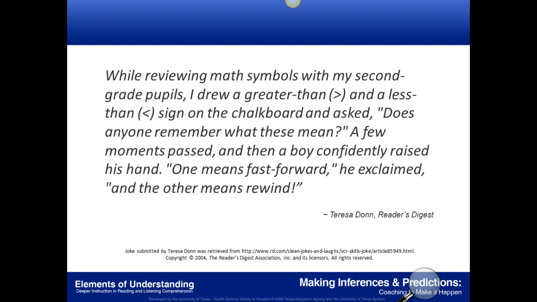The text clues in the joke that helped you to make that inference included the symbols as well as the words fast forward and rewind. You also used your background knowledge of DVD or VCR players. You know that these are the symbols on recording machines and what those symbols mean. So when we infer, we use clues from the text or situation along with our background knowledge. Making inferences helps us to achieve deeper understanding of text we read.